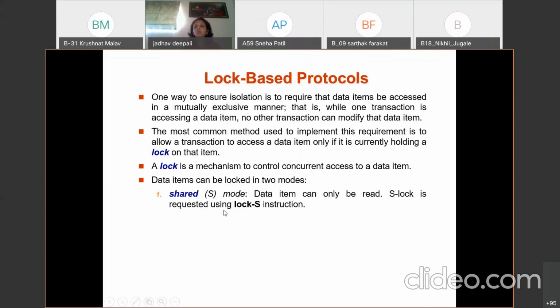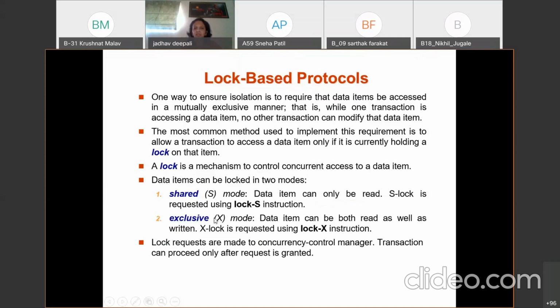How do we request an S lock? Using the instruction lock S. Means if the transaction T1 wants to access the data item A, wants to only read the data item, in that case it requires the lock S on data item A. Once the instruction is executed, it indicates that the transaction T1 locked the data item A in shared mode. Locked in shared mode means the transaction T1 can only read the data item A, not allowed to write, only read the data item A.